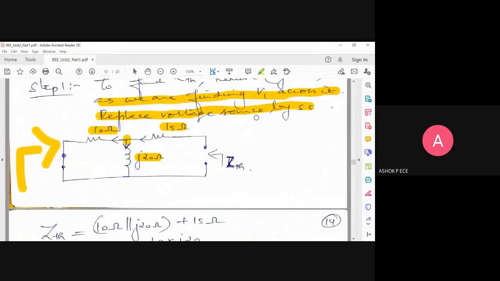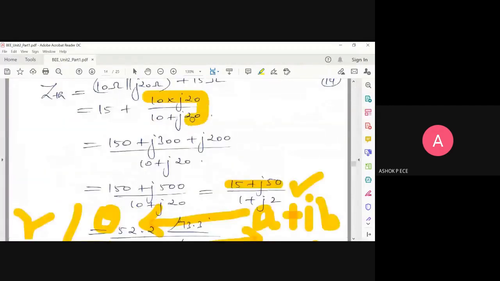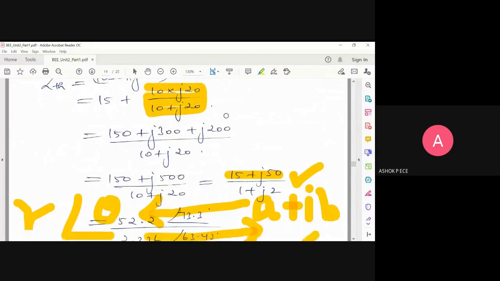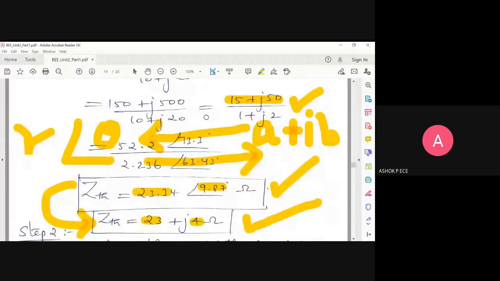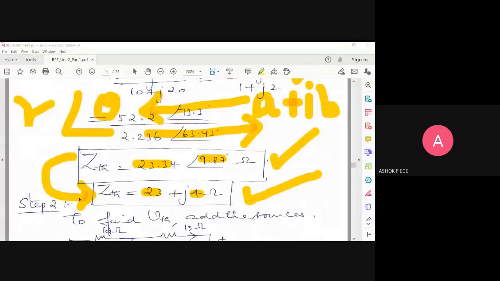The steps are going to be exactly the same. The only time-consuming thing is converting complex numbers into polar and back to complex, and simplifying the complex numbers will take a bit of time. If you do it carefully, that should be easy for you. Yes, anybody having doubts in what we have learned so far?